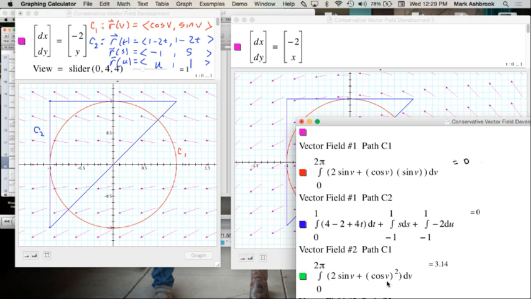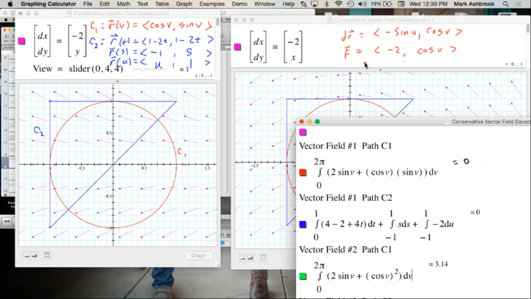So we'll just go ahead and do it. dr is negative sine v, cosine v, and our vector field is negative 2, cosine v. So the dot product is positive 2 sine v plus cosine squared. That's right. You're giving me the eyes, Julia. What's that?